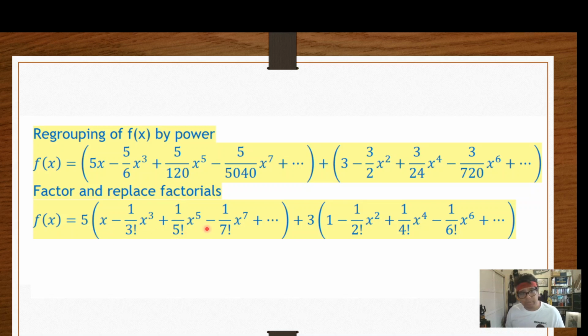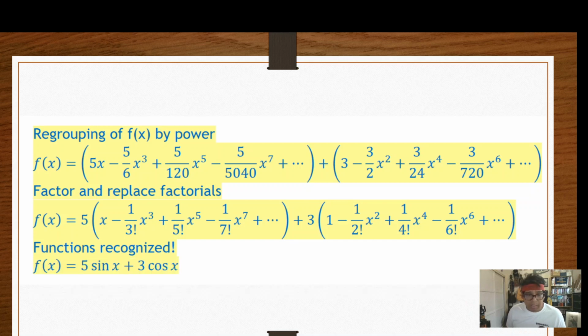Alternating series, odd powers, odd factorials. Alternating series, even powers, even factorials. You recognize it yet? That's 5 sine plus 3 cosine. There's no good way to coach you how to do this. You have to really have those cosine and sine series memorized. If you don't have them memorized, you really don't have a shot at this kind of question. You need to be very familiar with what those look like.